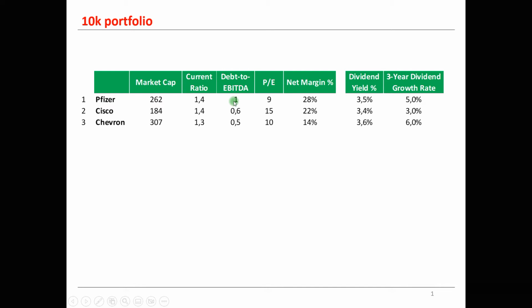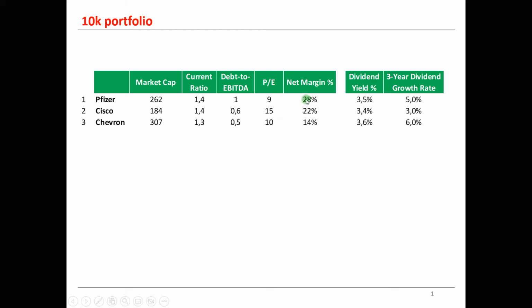Any problems with that? Less than 1, no, only Pfizer has 1, but it's okay. In 1 year its operational income can cover all the debt, so it's very nice. The P/E ratio, we can see they're not expensive stocks. Only Cisco is 15, but I remind you that Cisco is an IT company, so 10 to 15 nowadays is okay. And the margin is very impressive.